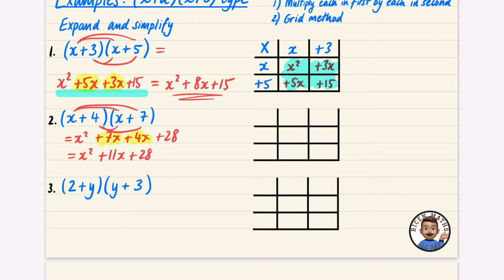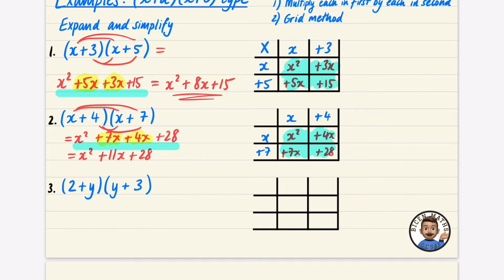Now if I was going to do it in the grid method, I'm going to be doing the x plus 4 and the x plus 7, so that when you multiply everything, you get your x squared, your 4x, your 7x, and your 28. And so again, you can see how the bits that I'm going to highlight here in blue are exactly the same as these ones that we had over here. They could be written in a slightly different way. It's still going to work out just the same.